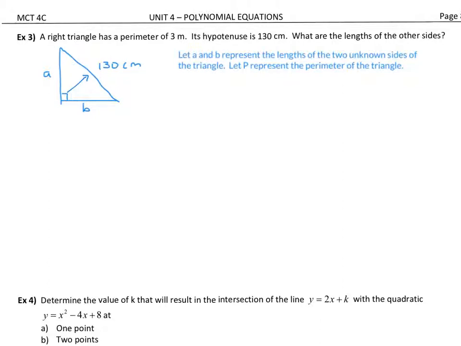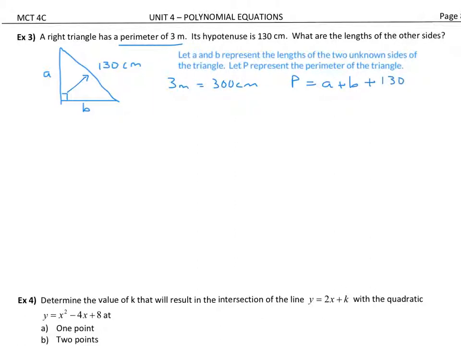So I've labeled my other two sides A and B. I'm letting A and B represent the lengths of the two unknown sides of the triangle. I'm going to use P to represent the perimeter of the triangle. So if the triangle has a perimeter of 3 meters, 3 meters is the same thing as 300 centimeters. I know that the perimeter is 300 centimeters. Perimeter would just be A plus B plus the 130 centimeters here.